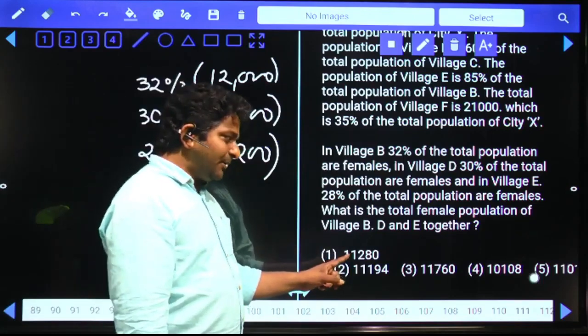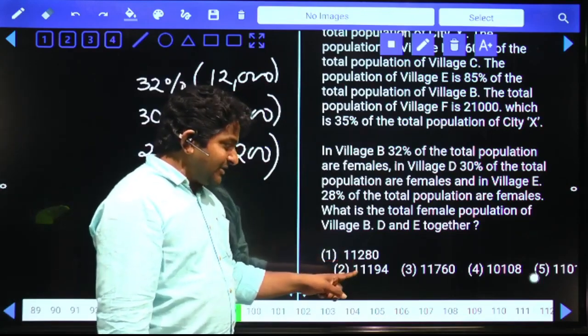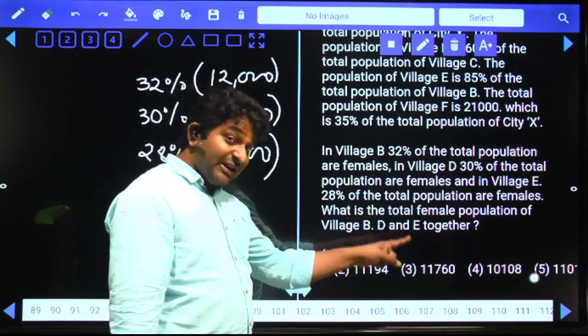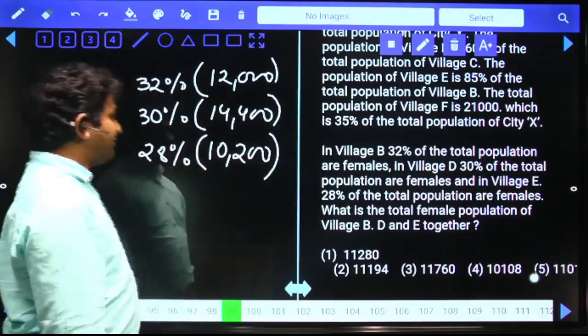First option is 3 multiple. That may be your answer. Second option is not 3 multiple. Third option is 3 multiple. Multiple options are there. Now let's see verification.